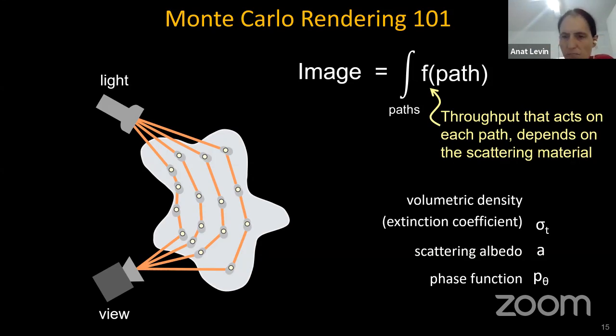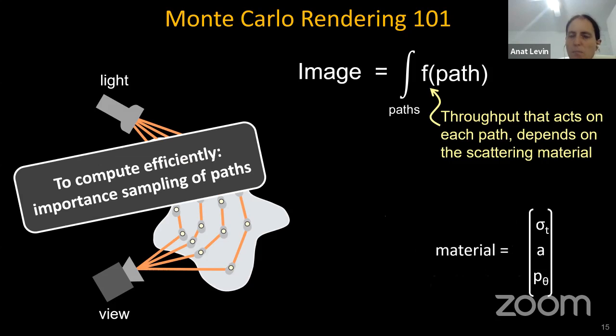Unfortunately, there is no way to compute this integral in closed form. And what you need to do in order to compute it is to approximate it with samples. And you need to be a bit smart on how you sample paths. In computer graphics, many efficient algorithms for this problem were developed. There's a family of what is called volumetric path tracing algorithms, which essentially use some sort of importance sampling of paths.